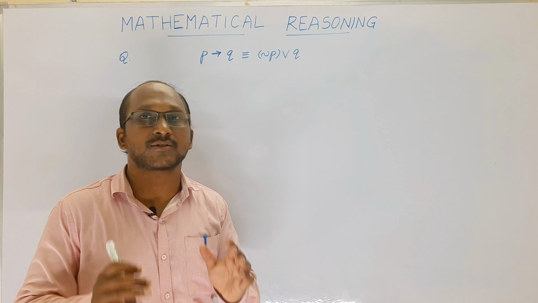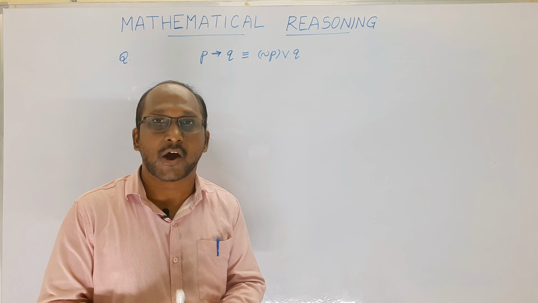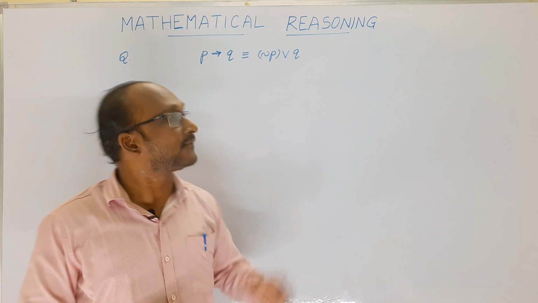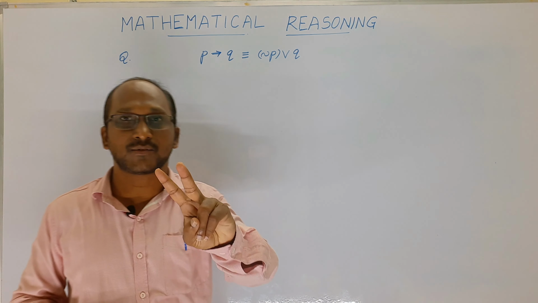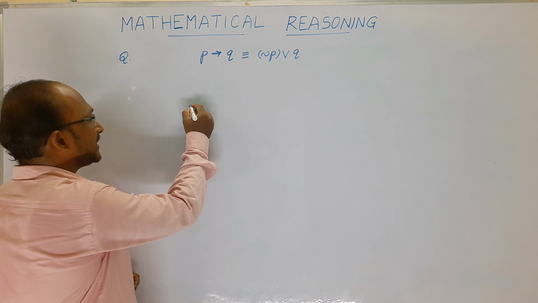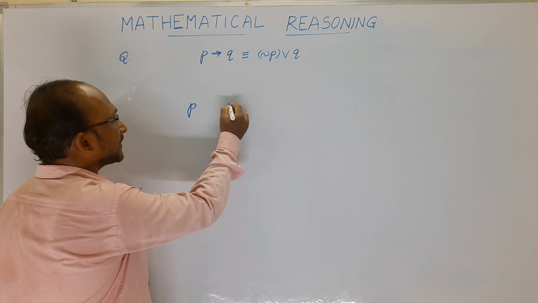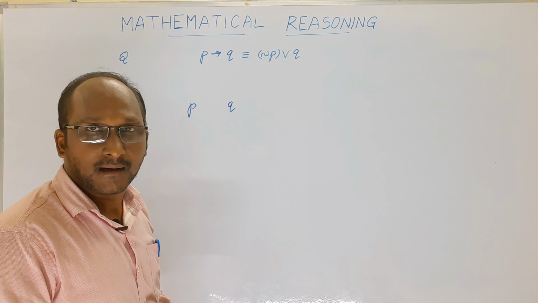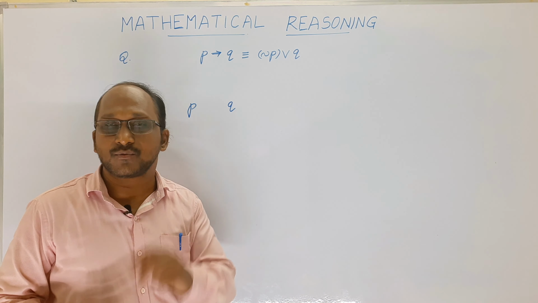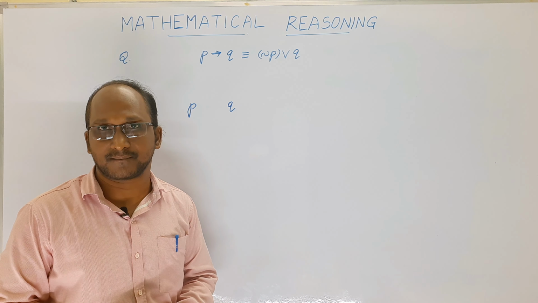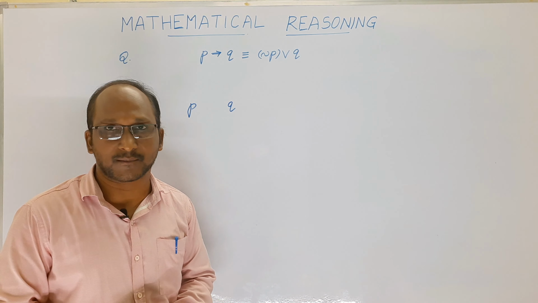For that, first we have to identify how many different statements are there in the given relation. Very clear that there are only two different statements, that is P and Q. That's why first let us take two columns headed with the statements P and Q. And for any two statements, how many different possibilities are there? There are four different possibilities.